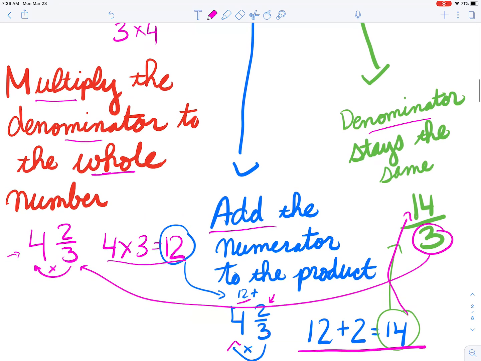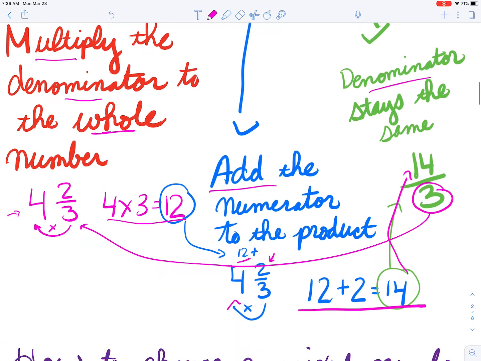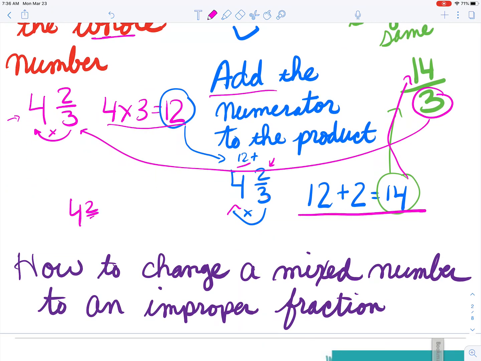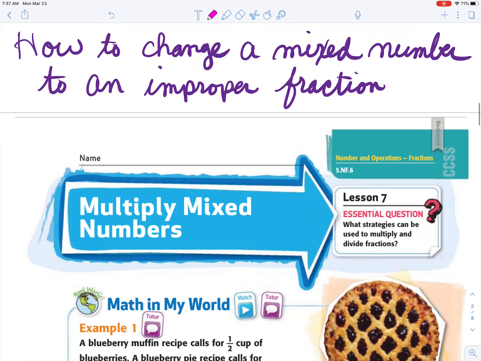So now I've taken the mixed number 4 2/3, and I have changed it to equal the improper fraction of 14/3. This is going to be important because in order for us to multiply fractions with mixed numbers, we need to first convert them into improper fractions. So if you do not understand how to convert mixed numbers into improper fractions, I suggest you stop the video, go practice the steps, get some sample problems, and come back once you're very good at doing that.